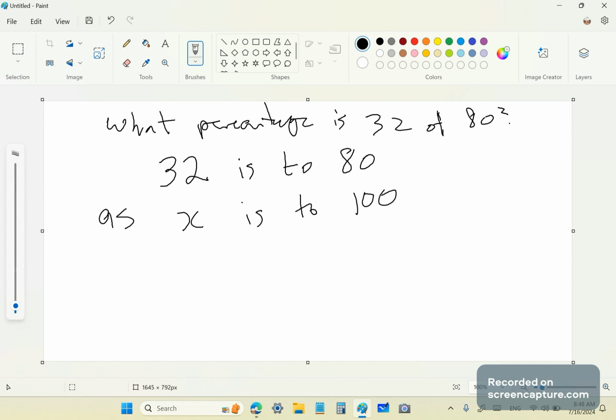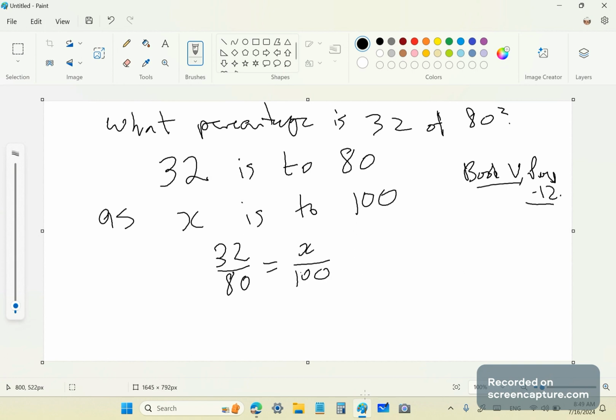And if you write that as a fraction, which is introduced in terms of line segments in Book 5, Proposition 12, the most important proposition of Euclid's Elements, then what you have is 32 over 80 is equal to x over 100, right? And now it's simply a case of simplifying this and finding the answer. So if we simplify the left-hand side, we can see that 16 goes into 32 twice and into 80 5 times, okay?